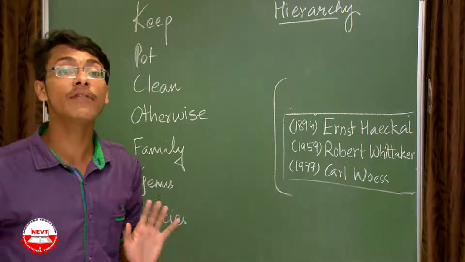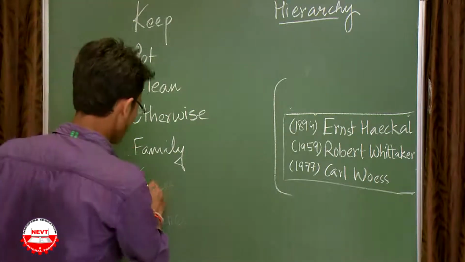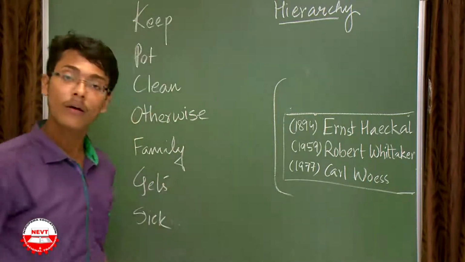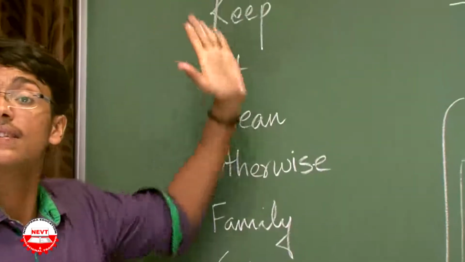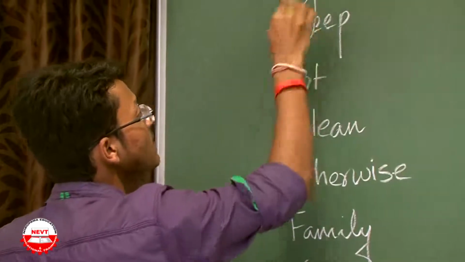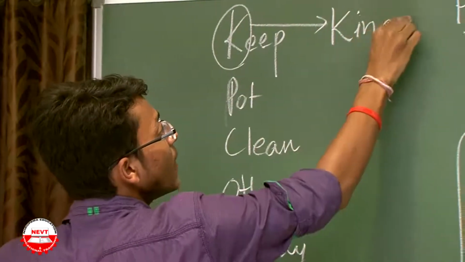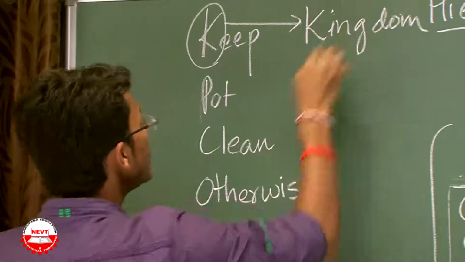See, I have given you a trick. Keep pot clean, otherwise family gets sick. Okay. So just concentrate on the first letters of these words. First alphabets. K. Keep, we are taking the alphabet K and we are getting kingdom.